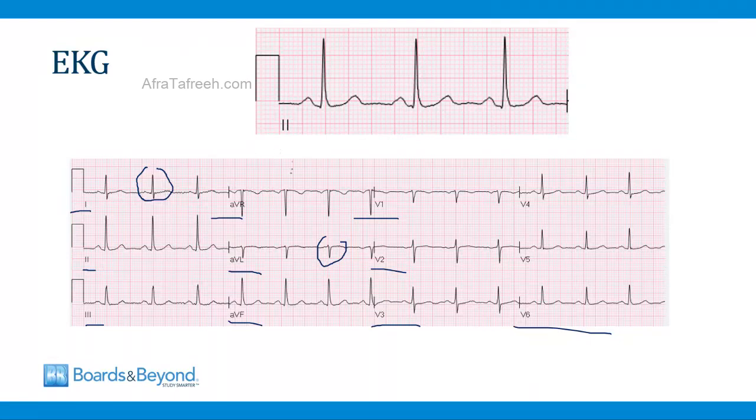At the top of the screen, I've zoomed in on lead 2 to show you the elements of the normal EKG. This is the P wave, this is the QRS complex, and this is the T wave. Anytime there is an upward deflection in this direction, we call that a positive deflection. And when there's a downward deflection like this, we call that a negative deflection. And so you can see that in this normal EKG, the P waves are positive or upward, so is the QRS complex, and so is the T wave.